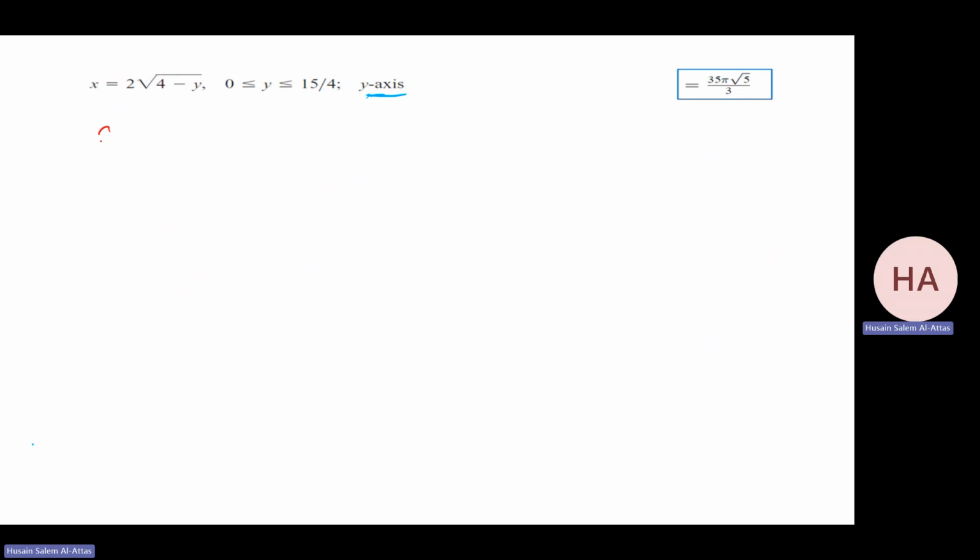Y-axis. Rotating about the y-axis, so it will be S equals 2π integral, and I'm dealing with y. This is x as a function of y. The limits will be 0 to 15 over 4, of 2π x, since it's about the y-axis, times the square root of 1 plus g prime of y squared dy.